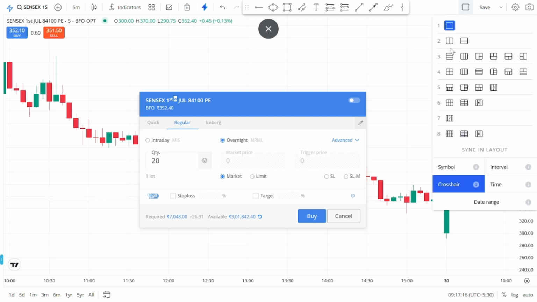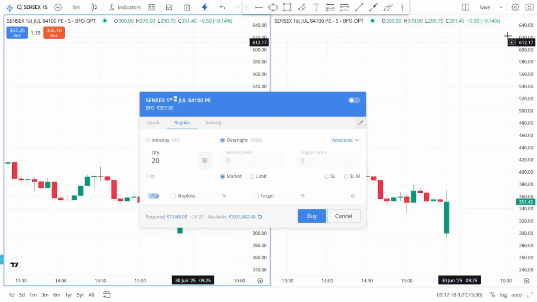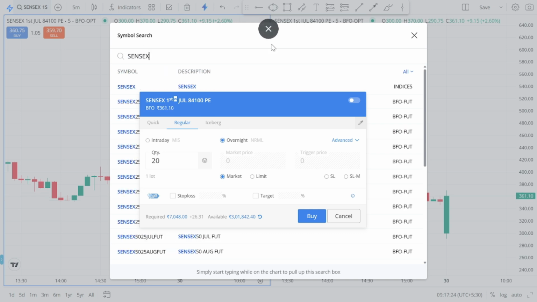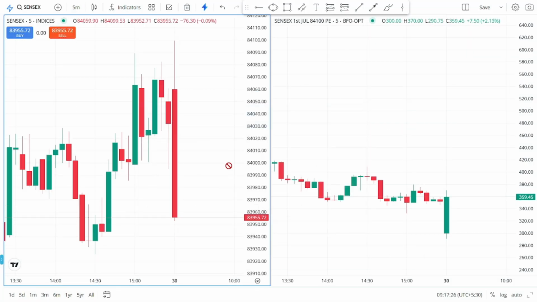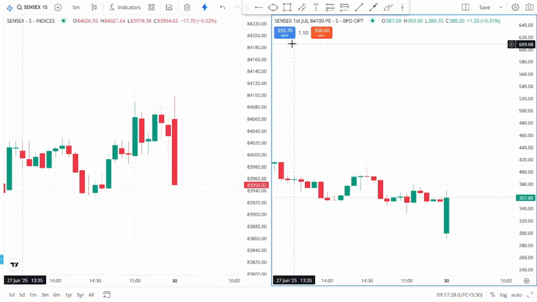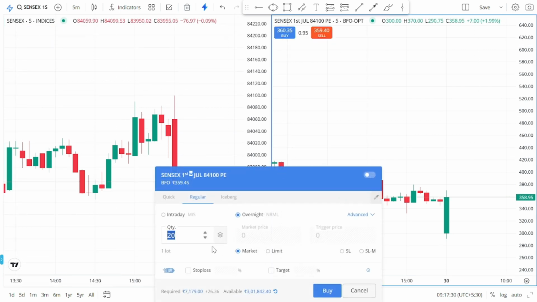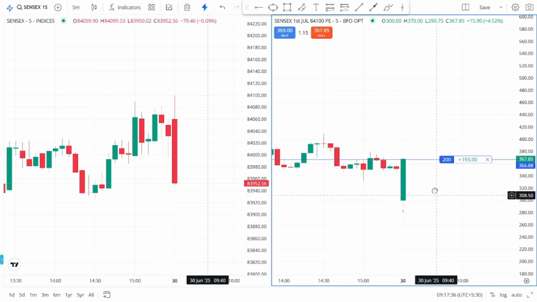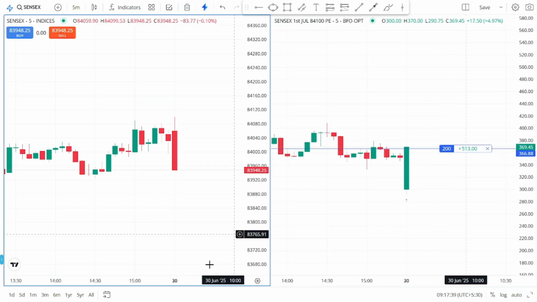Let me confirm. I'll place the spot chart on the left side; the left side is the spot chart and the right side is the option chart. We can clearly see the resistance above. So I'm entering with 200 quantities. Chalo, entry. You can clearly see, below the candle, I'll exit.